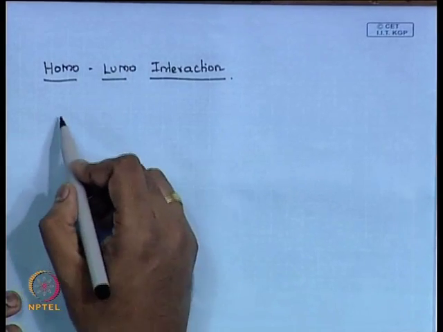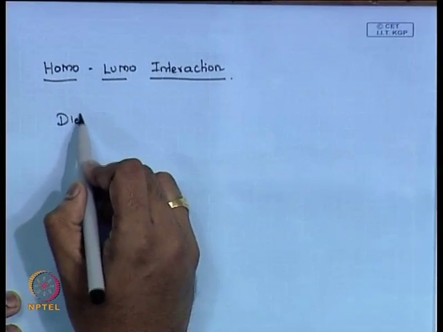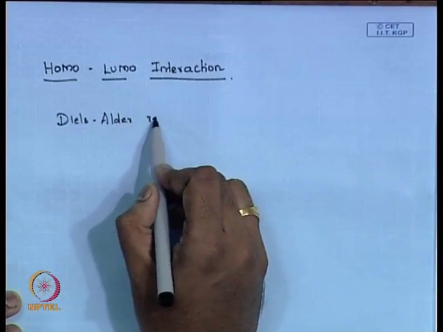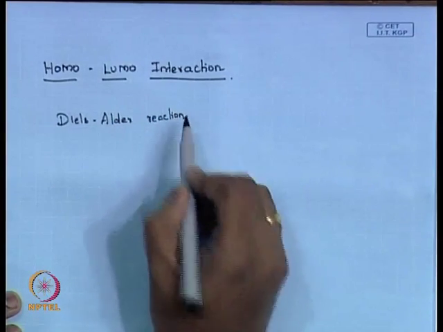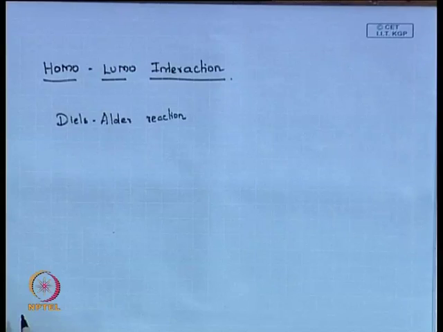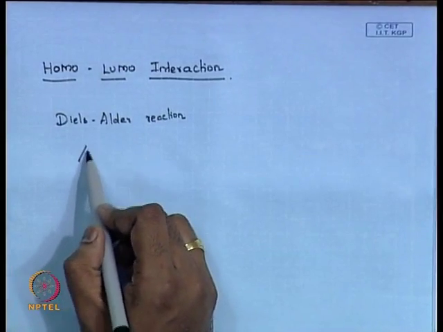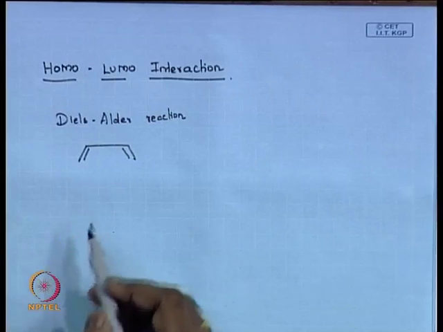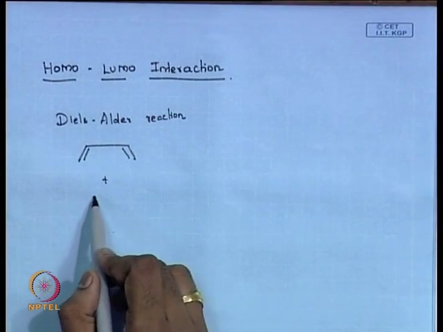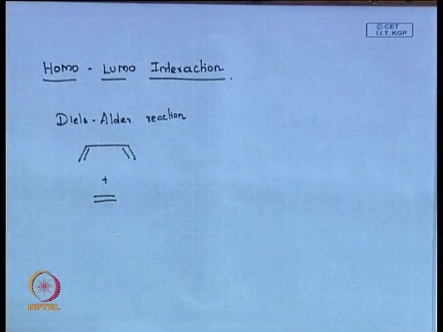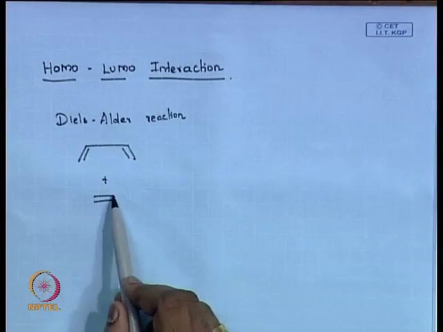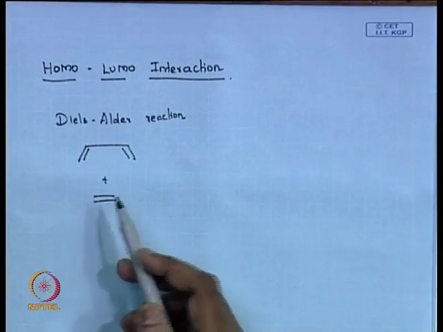Since it has a similarity with your Diels-Alder reaction, we will just take your Diels-Alder reaction and see how we can compare it with your ene reaction. In Diels-Alder reaction, you have a butadiene and you treat it with your alkene. So, what are you talking about? You are talking about the HOMO of your butadiene and the LUMO of your alkene.